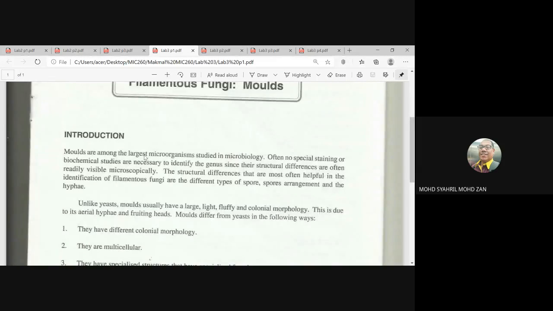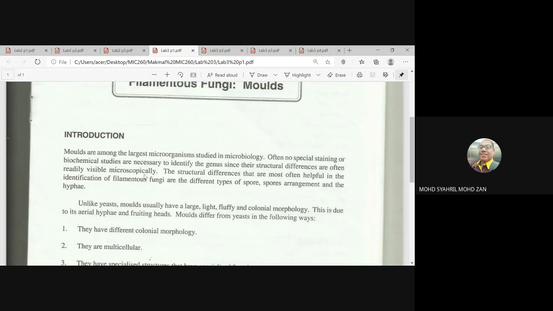Okay, number one, mold is the largest microorganism studied in microbiology. Often, no special staining or biochemical study are necessary to identify the genus since their structure differences are often readily visible microscopically. Sebenarnya kita tak payah pakai special stain atau sebagainya. Dia mudah dilihat sebab dia paling besar dalam microorganisms.